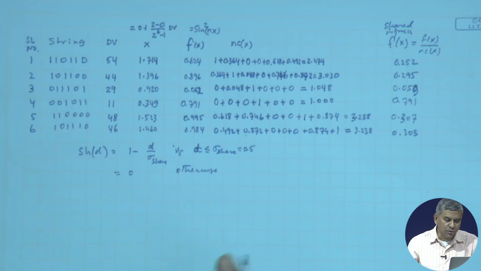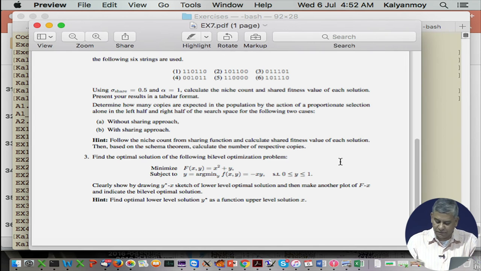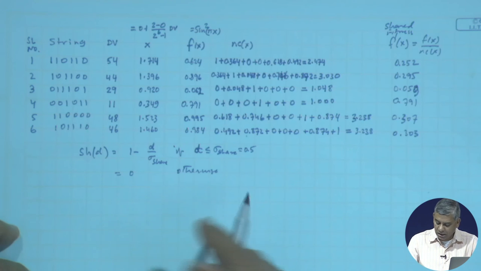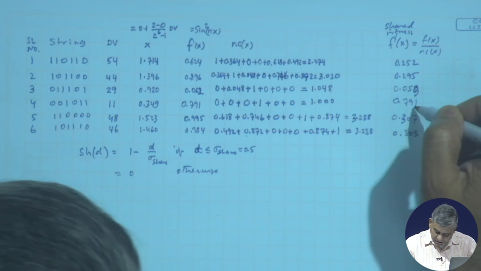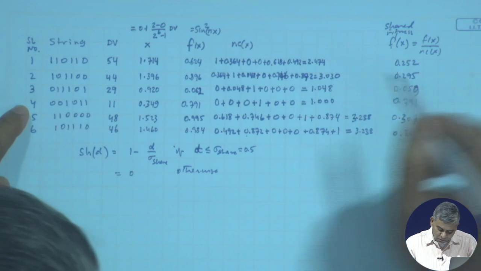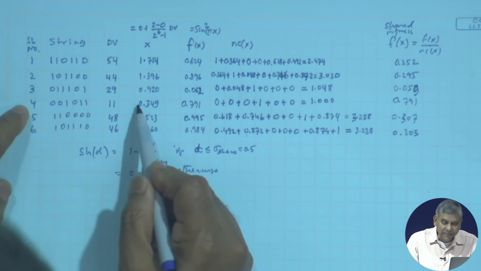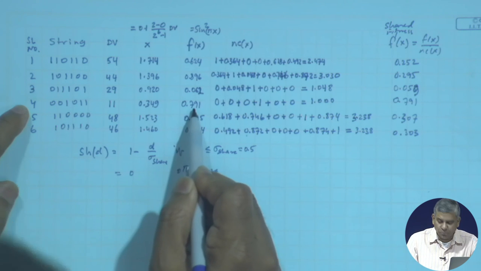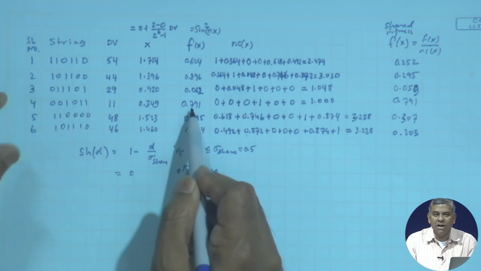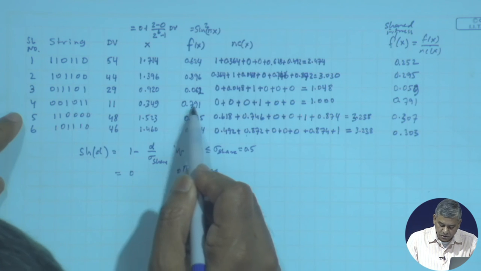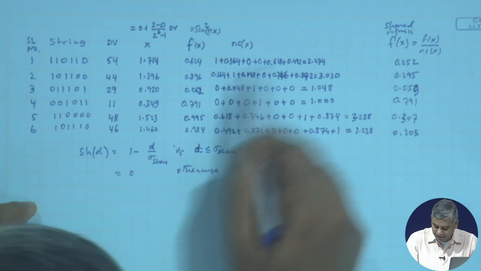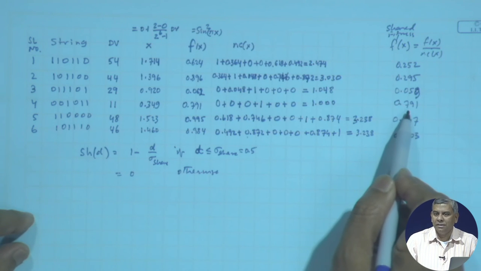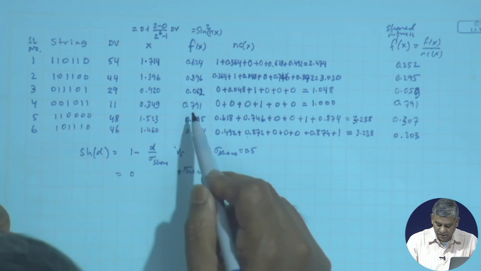So the first part is just that. Present your results in a tabular format. Calculate the niche count and the shared fitness. So these are the two columns we've got. Now, if you just look at it, the best solution here is the fourth one, right? 0.791. First of all, it's an isolated one, and it has a large value, 0.791. The optimum is at 1, we know, for this problem. So it's a good solution, but only one solution representing. So this calculation makes it the best. So we don't want to lose it, because it's just one solution representing one of the peaks.